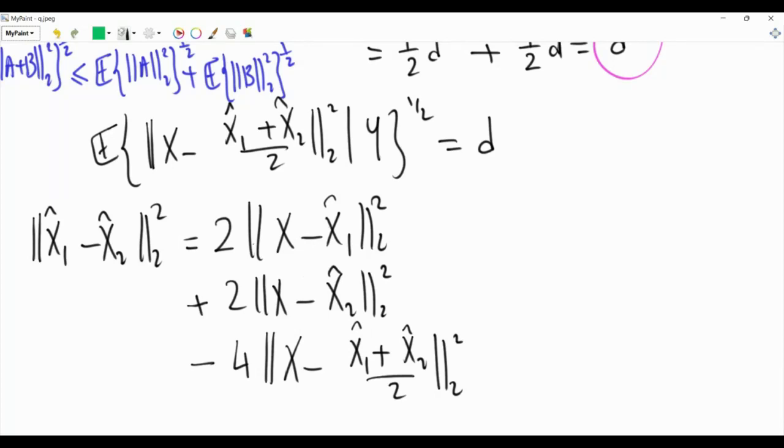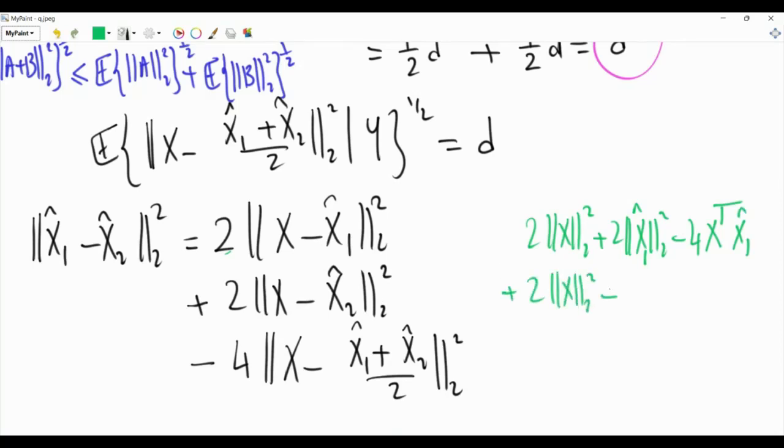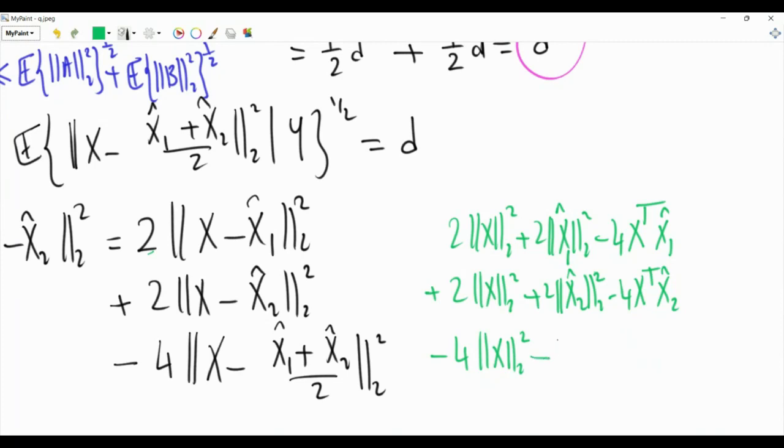So here, what do we have? We have 2 times the L2 norm squared of x, plus 2 times the L2 norm squared of x1 hat, and then minus 4 x transpose x1 hat. What do we have from here? We have 2 times the L2 norm squared of x, plus 2 times the L2 norm squared of x2 hat, and then minus 4 x transpose x2 hat. And from here, we have minus 4 times the L2 norm squared of x. Then we have minus the L2 norm squared of x1 hat plus x2 hat. And finally, we have plus 4 x transpose times (x1 hat plus x2 hat).